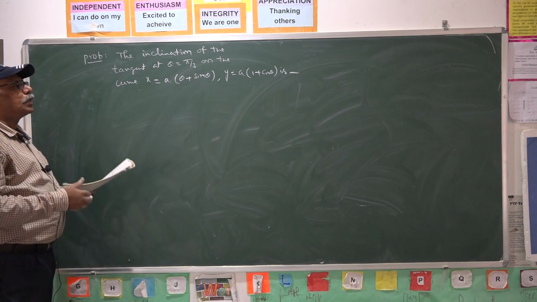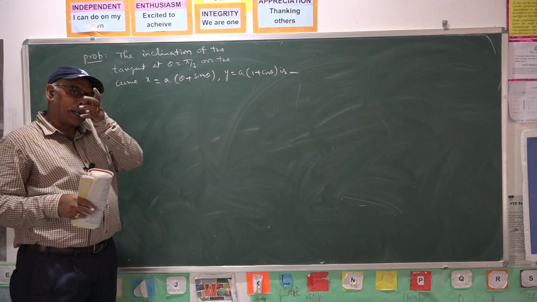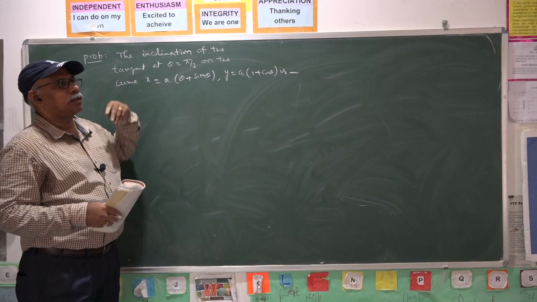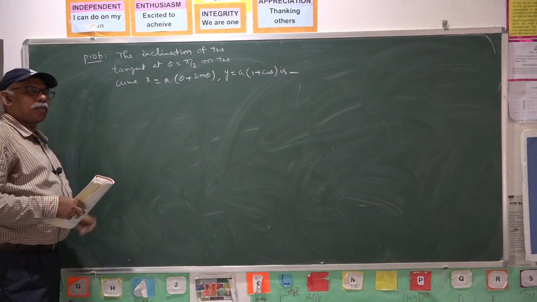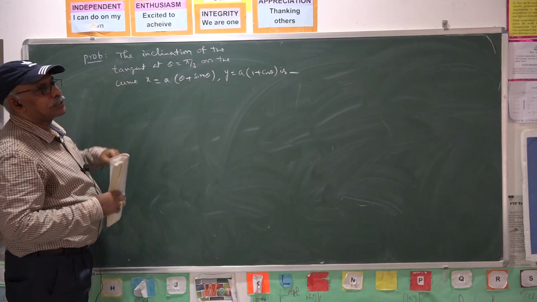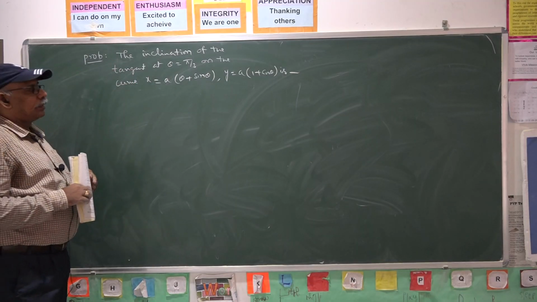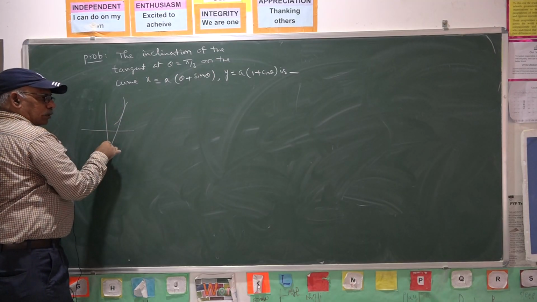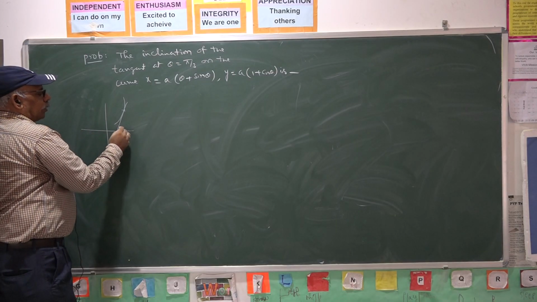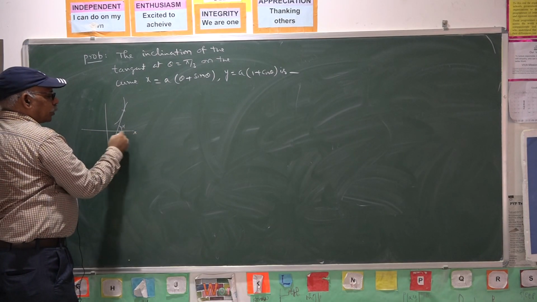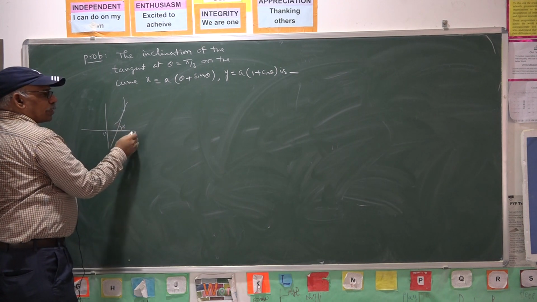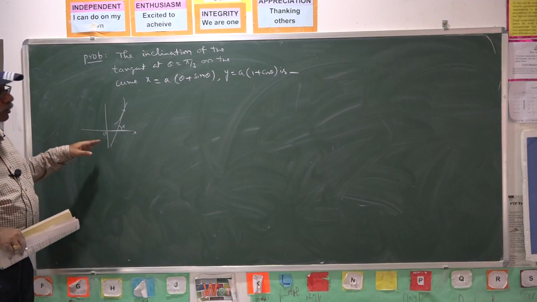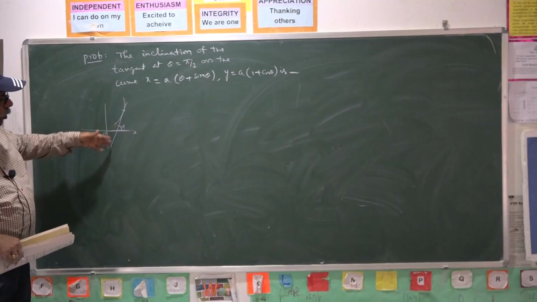Here theta equal to pi by 3 is not at all the inclination, it is the parametric value. At this given parametric value or point, you have to find the inclination of the tangent. Inclination of the tangent means once the tangent is drawn at theta equal to pi by 3 and it is making some alpha angle with the positive direction of x axis, then alpha is known as inclination of the tangent.